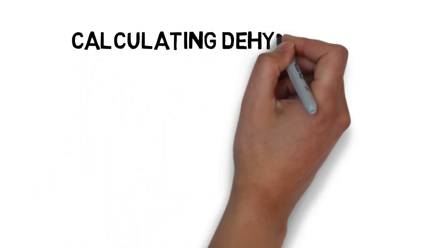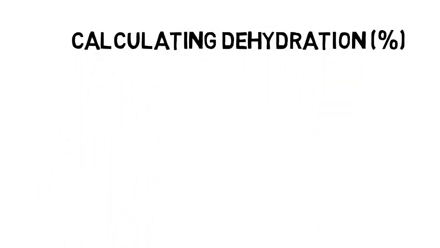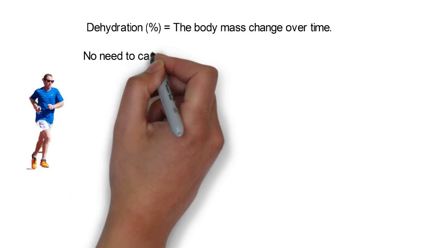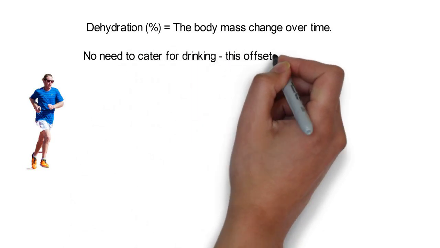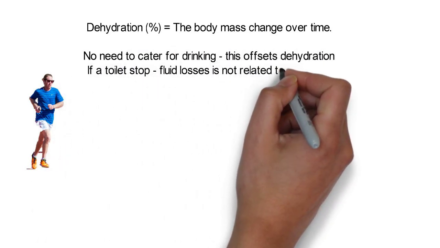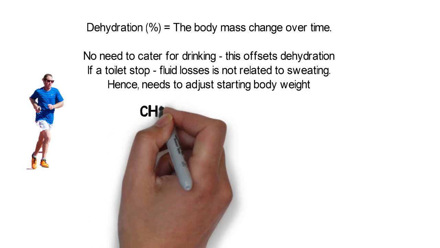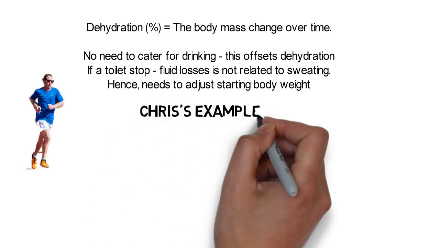Calculating dehydration percentage. Using the same example, the dehydration percentage is the body mass change over time. There's no need to cater for the fluid that's being consumed, for this offsets the dehydration. And if you do have a toilet stop, the fluid losses that you see are not related to sweating, hence you need to adjust the starting body weight.